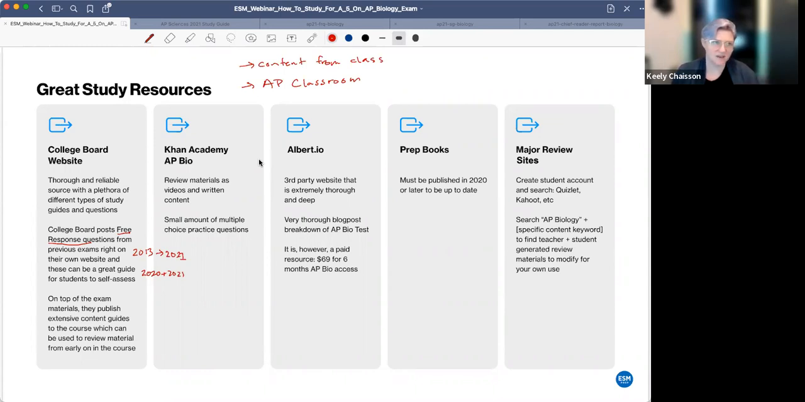Second, which I would still consider almost the same as getting stuff directly from College Board, because Khan Academy and College Board work very closely together, is the Khan Academy AP Bio content. Their review materials are in both video and written form, and they have a small amount of multiple choice practice questions. Those questions are not attempting to be full multiple choice practice for the exam, but are more multiple choice review of individual sections of the test, but also a solid place to start.